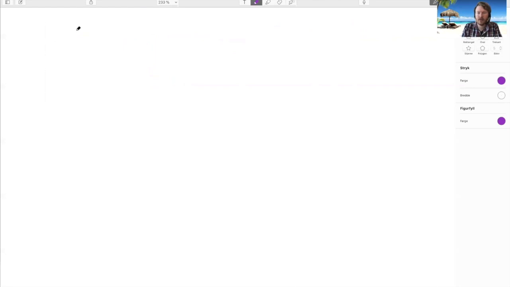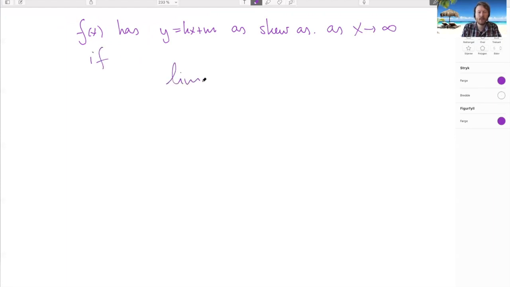So let's now talk just a little bit about how to find skew asymptotes. By definition, f of x has y equals kx plus m, a skew line, as a skew asymptote or oblique asymptote as x goes to plus infinity, if the limit as x goes to plus infinity of the difference in height between these is zero. I don't really care about the signs. I could do absolute values here, but it doesn't really play a role. If I put minus infinity here, I have to put minus infinity here.